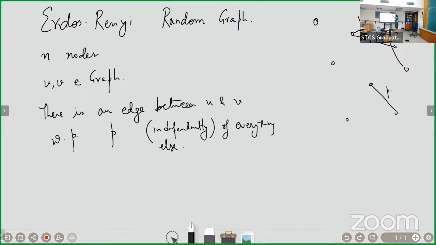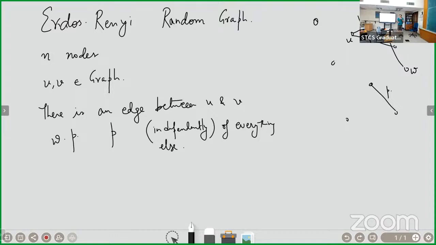So you can go from, let's say, this is U, this is V, and this is W. Even though there is no direct edge between U and W, there could be a path that connects W via some other nodes. So this is how even for small p, you're actually going to get large connected components. Okay. So there is no direction to these edges. They're undirected. If you can go from U to V, you can also go from V to U.